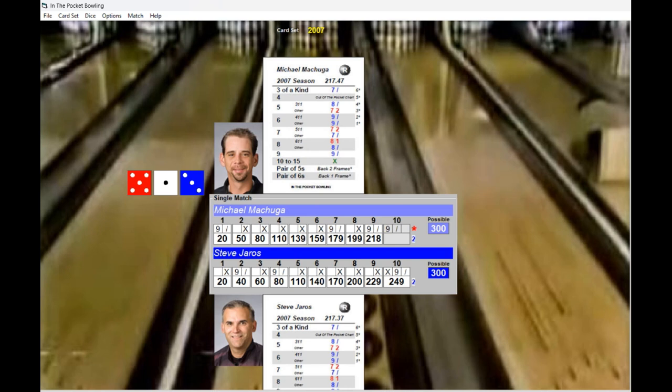It is a 5-1-3. He will not make it. And no matter what Machuca throws on the last ball, it's not enough. 4-6-5. He gets a strike at 238, a great 238. But unfortunately for Machuca, that's not enough, as Jaros will throw at 249 and win this matchup against Machuca.